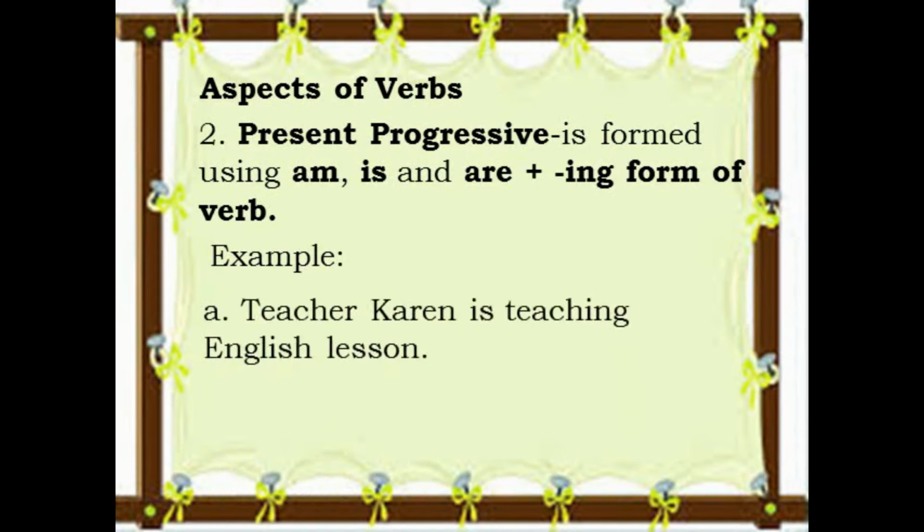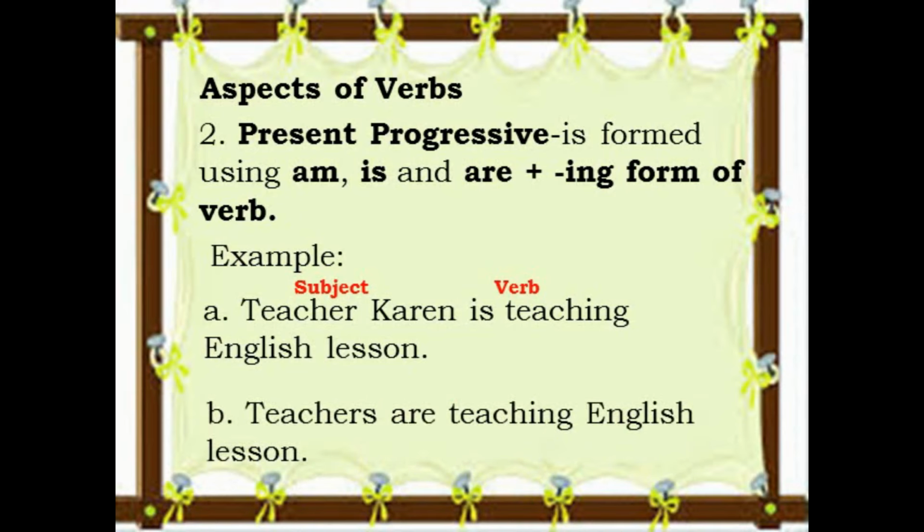Example: Teacher Karen is teaching English lesson. Again, the subject is Teacher Karen. Since Teacher Karen is singular, we will use the be verb is plus the ing form of the verb teach. Another example, teachers are teaching English lesson. Our subject, teachers. Since teachers is in the plural form, we will use are plus the ing form of verb teach.